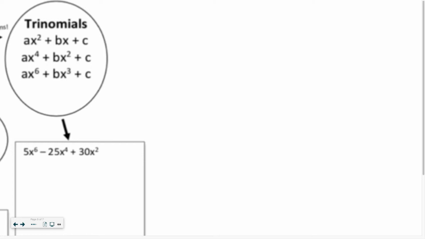Now, notice in the trinomials bubble, I didn't give you any real rule, right? I just listed out what examples of trinomials might look like. ax squared plus bx plus c, we saw that a lot in quadratics. But I could raise my exponents now that I'm working with polynomials and I know about quartics and quintics and 6th degrees. So it could be ax to the 4th plus bx squared plus c, or ax to the 6th plus bx cubed plus c. So I can factor all of those.